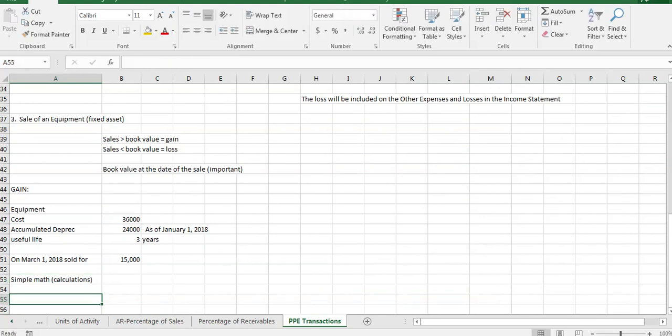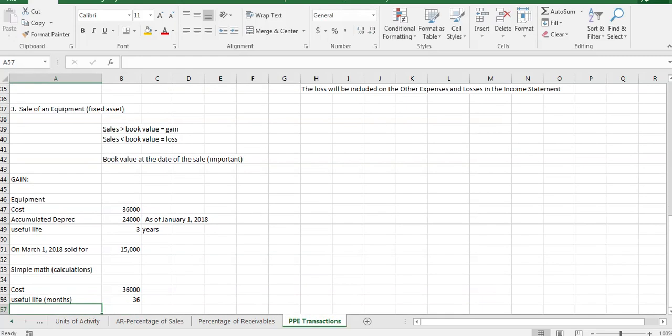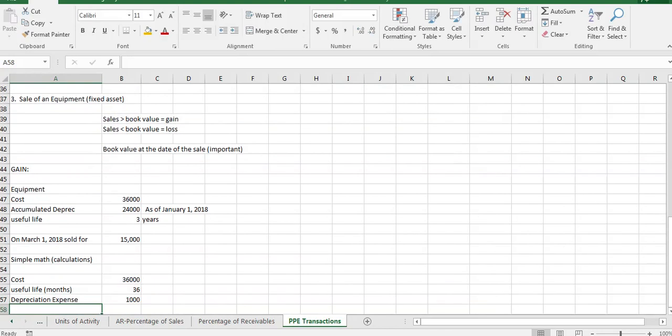So again, the cost is $36,000. The useful life is 3 years, so let's convert that to months: 3 years times 12 will be 36. So the depreciation expense on a monthly basis will be 36,000 divided by 36, and we will have 1,000. That will be our expense on a monthly basis. So that makes it a very simple example.